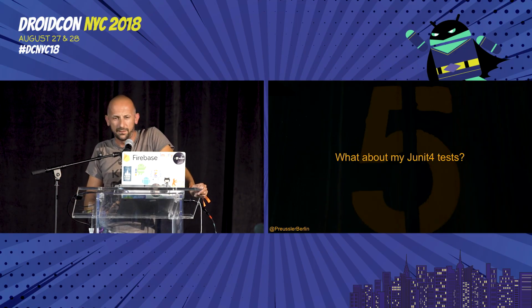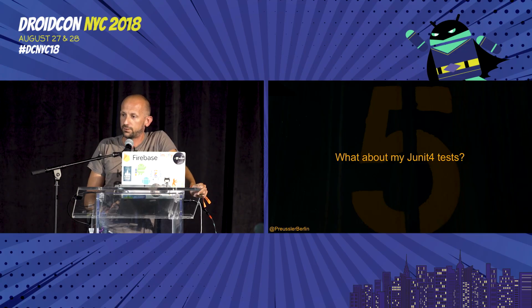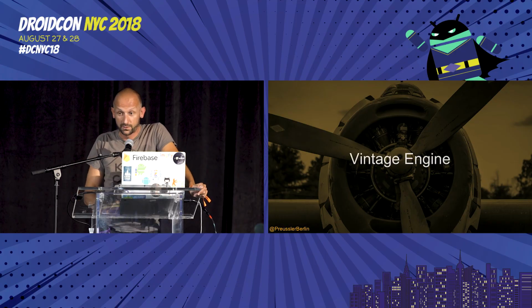So now you will ask, okay, that's all fine, but I have JUnit 4 tests and I have thousands of them. And you said it's all a rewrite. What do you do? Don't panic. Here comes the Vintage Engine for you.